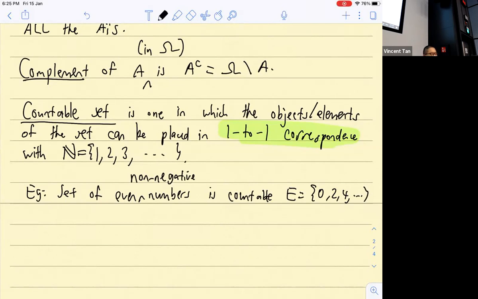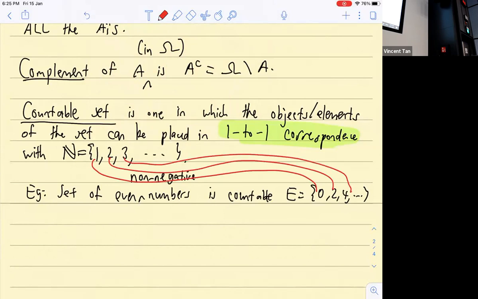Why is it countable? Well, can it be placed in one-to-one correspondence with the natural numbers? Look at this. I will associate 1 to 0, associate 2 to 2, associate 3 to 4, and you can see a natural formula that places these two sets in one-to-one correspondence with each other.